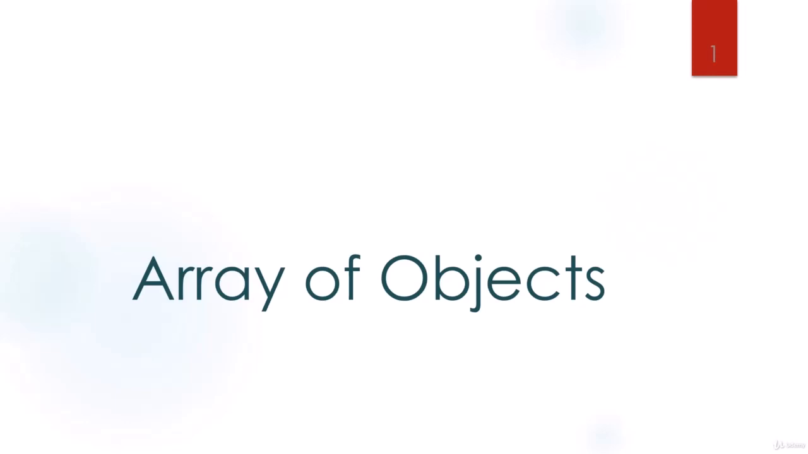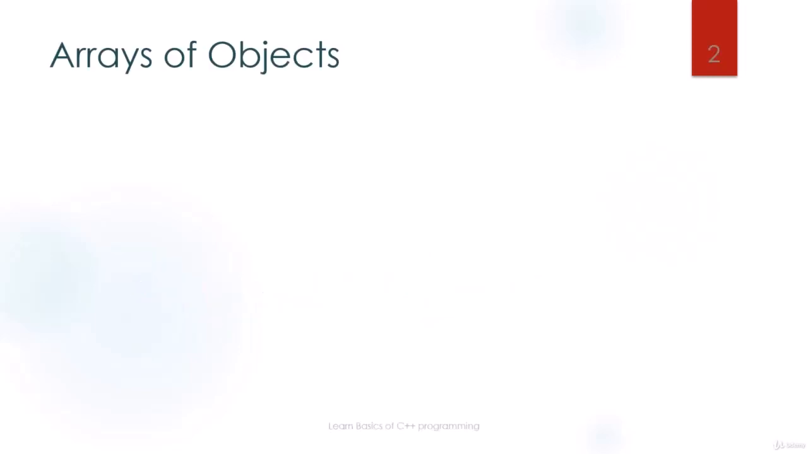In the last lecture, we have seen how to create the objects. In this lecture, we will be studying how to create the array of the object. An object of the class represents a single record in the memory. What happens if we want to have more than one record of a class type? At that time, we have to create the array of the objects.